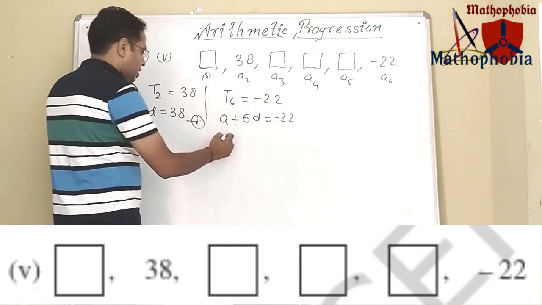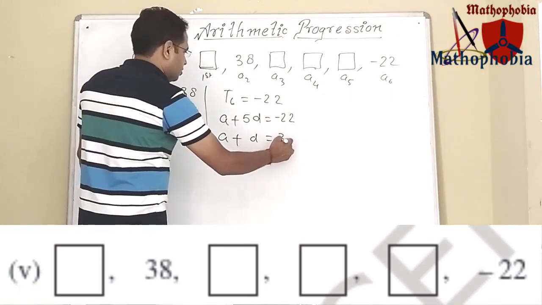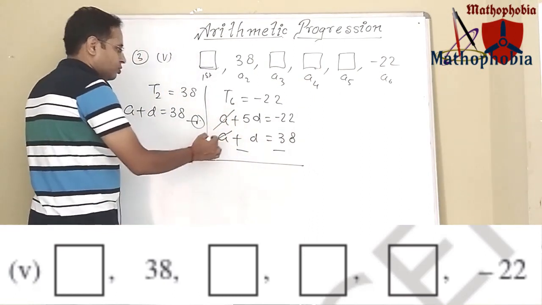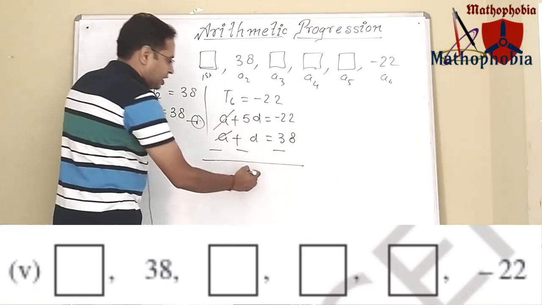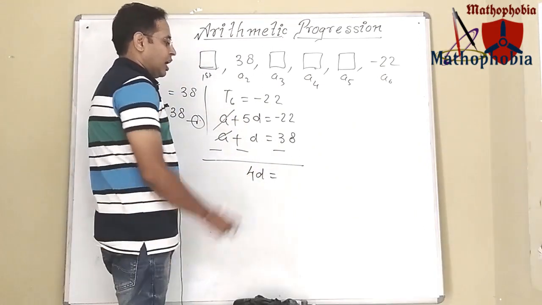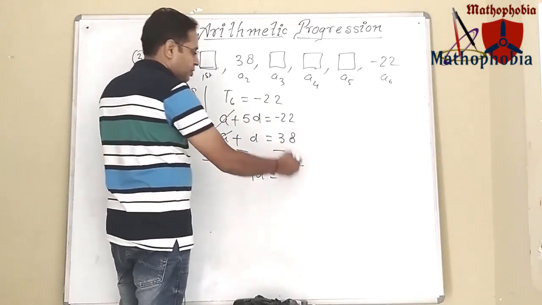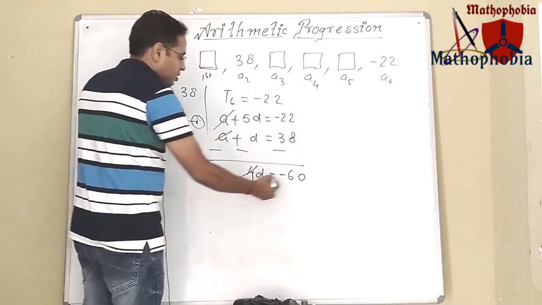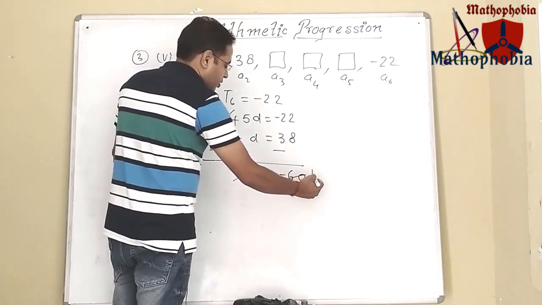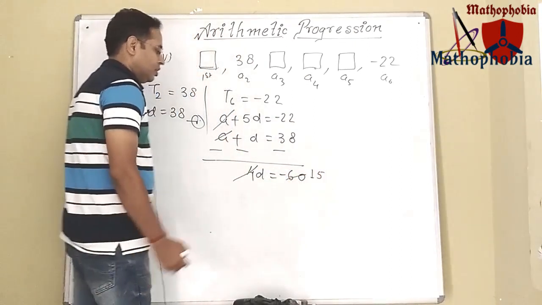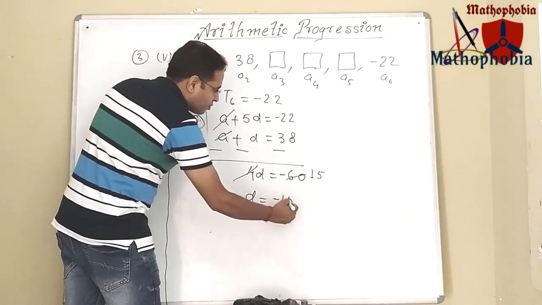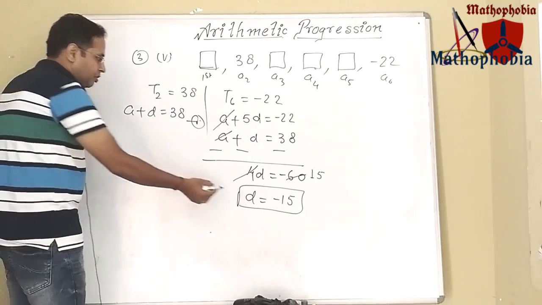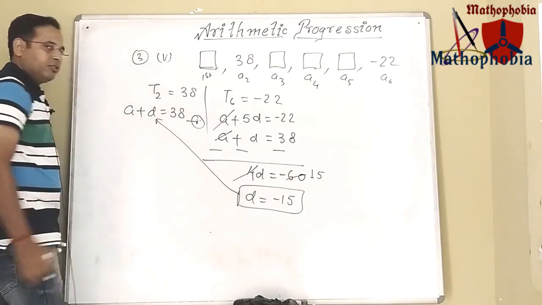Let us place this equation here, a plus d equals 38. Let us subtract. So a and a cancel out. 5d minus d, you will get 4d. And both these negatives will be added up, 8 to 10, carry 1, minus 60. 4 ones are 4, 4 fives are 20. So you will get d is equal to minus 15. So we have got the value of d. D is equal to minus 15. Now we will put d equals minus 15 in this equation to get the value of a.